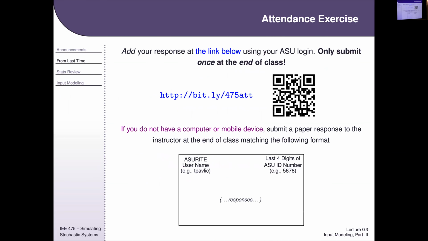So let's do an attendance response, just to mix it up. I'll put the link in the chat as well. And the question here is, which probability plot do you do first? A QQ plot or a PP plot?